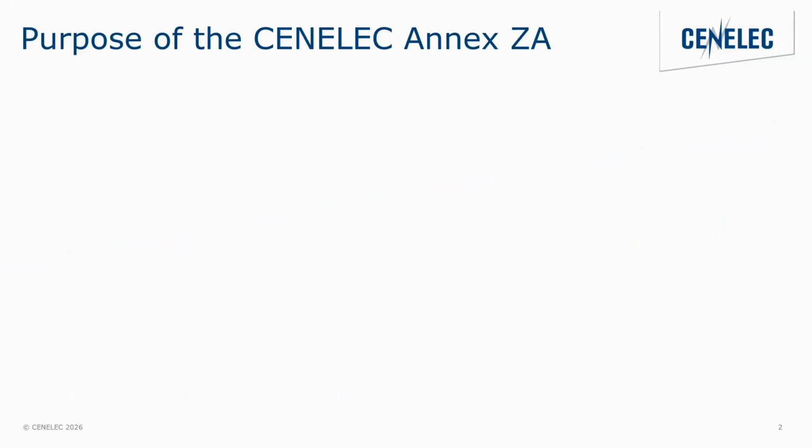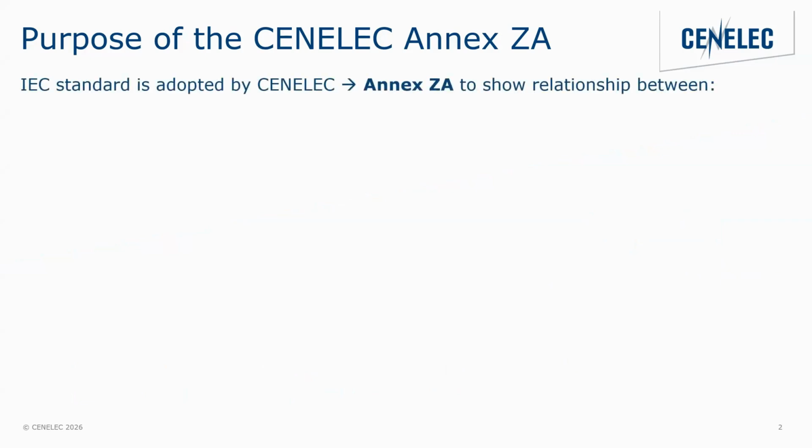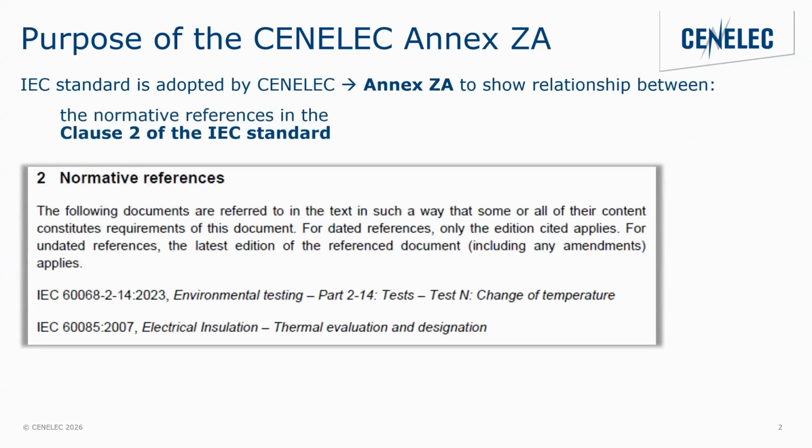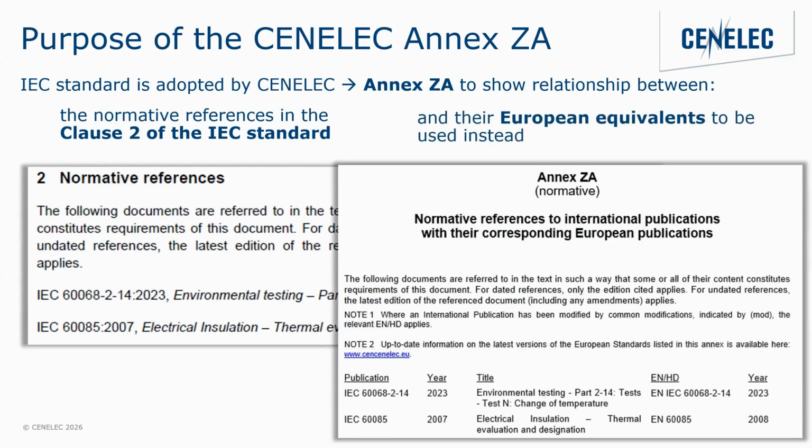First of all, what is the purpose of the CENELEC Annex ZA? When CENELEC adopts an IEC standard, the EN-IEC standard that is a result of this adoption will contain an Annex ZA. The purpose of this Annex ZA is to show the relationship between the normative references in the Clause 2 of the IEC standard and their European equivalents that are to be used instead.